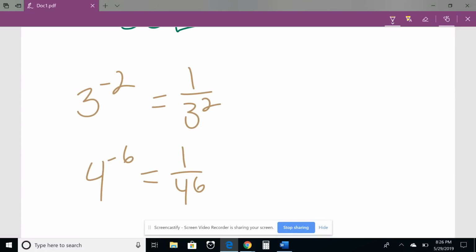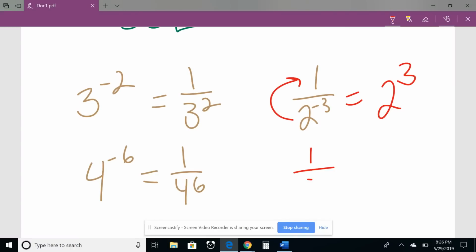The same goes vice versa. If you have a negative on the bottom, so let's say I had 1 over 2 to the negative 3rd, this would come up top and become 2 to the positive 3rd. Or if I had 1 over 5 to the negative 6th, that would come to the top, and that would be 5 to the 6th. So a negative exponent basically flips the base and the exponent in the fraction. And all numbers can be written as fractions by dividing them by 1.